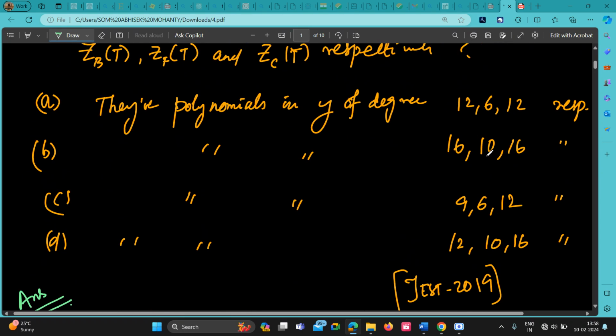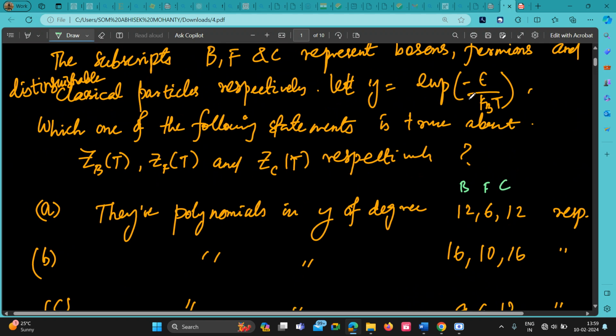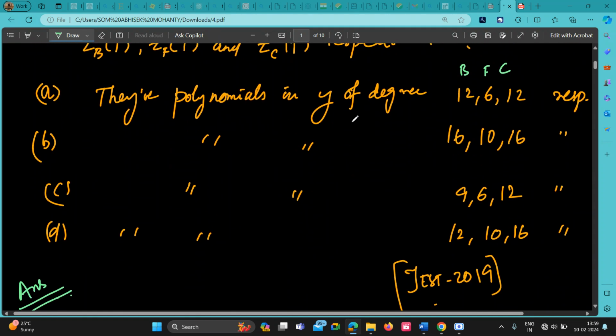Got it. So the options are for boson, fermion, classical. The power of y is what is asked, a polynomial in y of degree. So for B it is 12, and 12 for classical. So these two can be the options. These two options are discarded now.